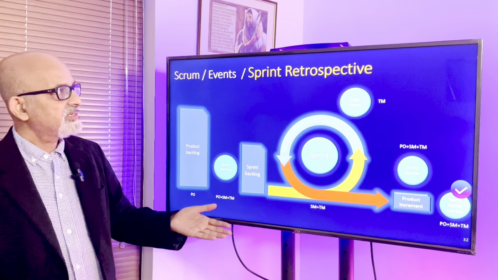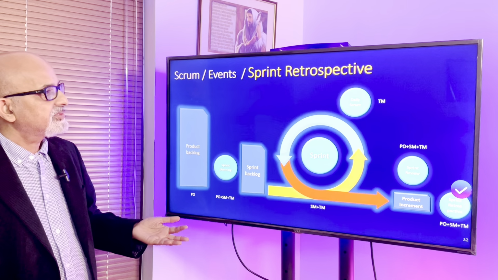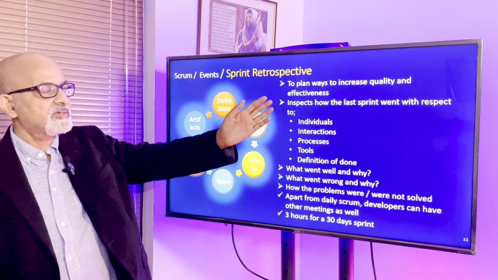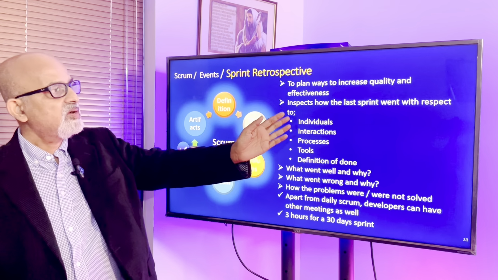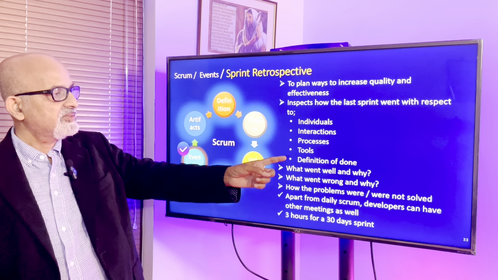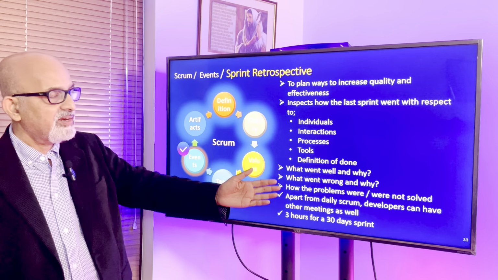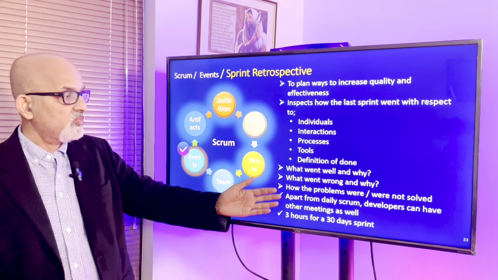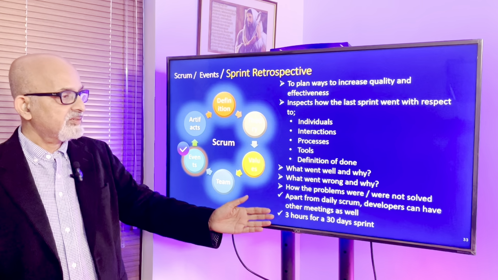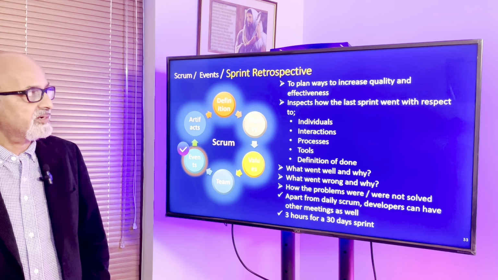Then, the sprint retrospective, which is the last event or the last ceremony in a sprint. During the sprint retrospective, the objective is to plan ways to increase quality and effectiveness, and inspect how the last sprint went with respect to individuals, interactions, processes, and tools, and adherence to the definition of done, and what went well and why, what went wrong and why, how the problems were or were not solved. Apart from daily Scrum, developers can have other meetings also, and it's 3 hours for a 30-day sprint.